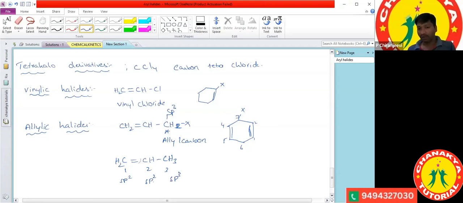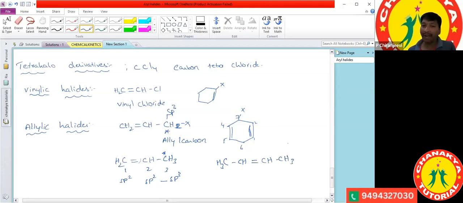Now, if you see, the sp2 hybridized carbon is attached to the sp3 carbon. So the sp3 carbon atom we are considering as allyl. And one more, I'll give clarity. One more structure I'll write here: CH3 bond, CH double bond, CH bond, CH3.